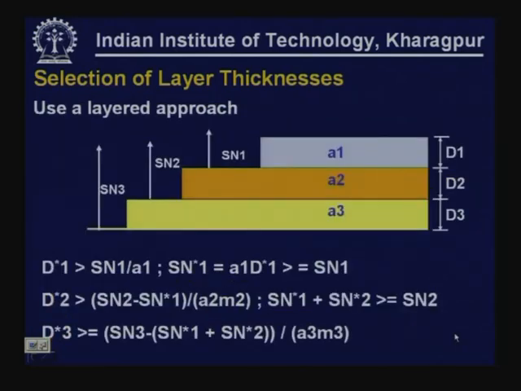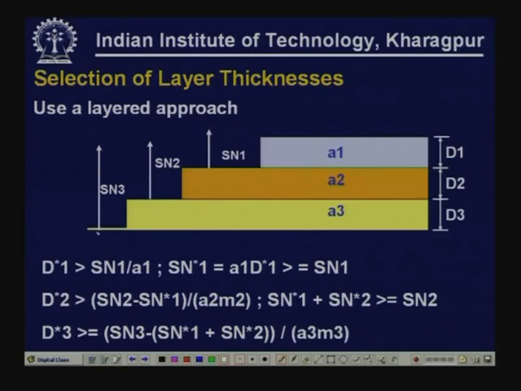We can use a layered approach to determine what should be the thickness of each individual layer. What is shown here is, if you can estimate the structural number required above subgrade, this can be estimated by knowing the MR value of the subgrade. Similarly, if you can assign elastic modulus value to the subbase, putting that value in the equation, we can get SN2. Similarly, if you can get some modulus value for the base layer also, putting that again in the equation, we can get the structural number SN1.